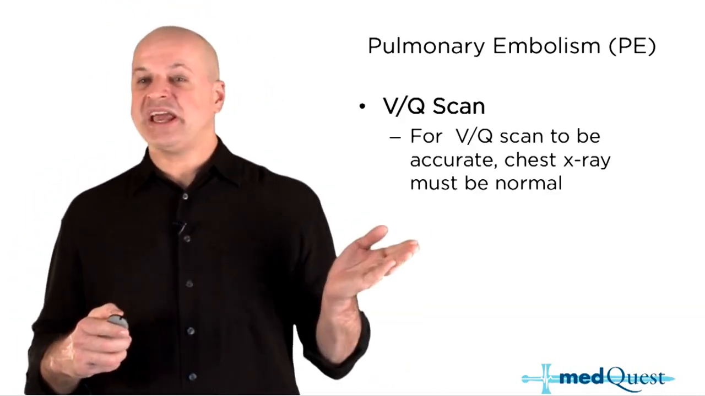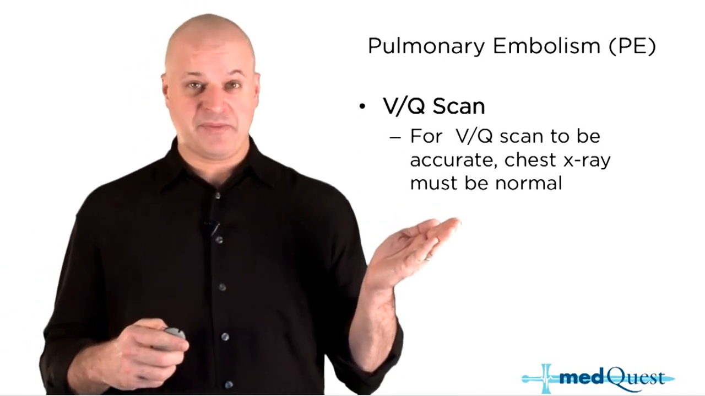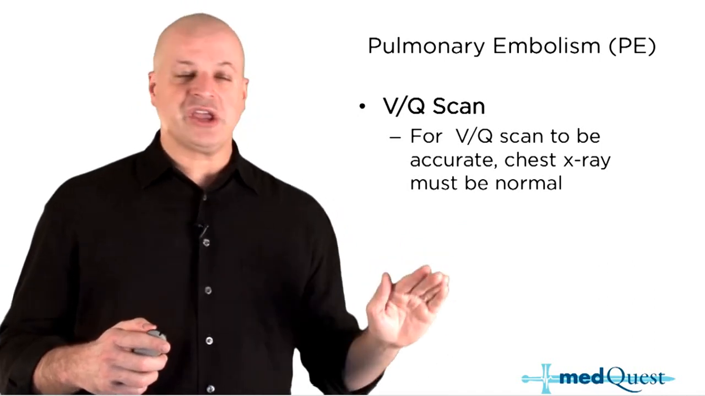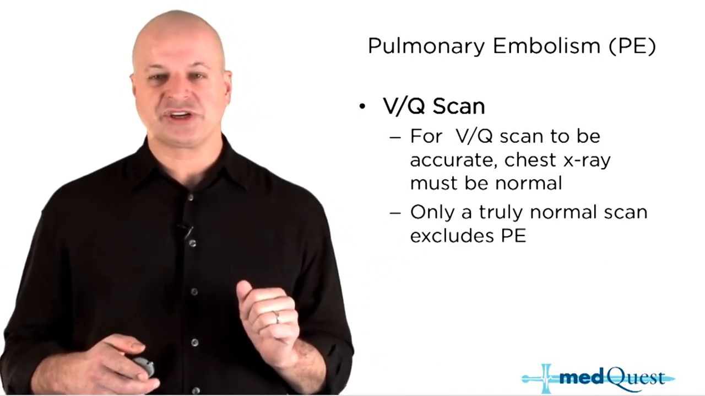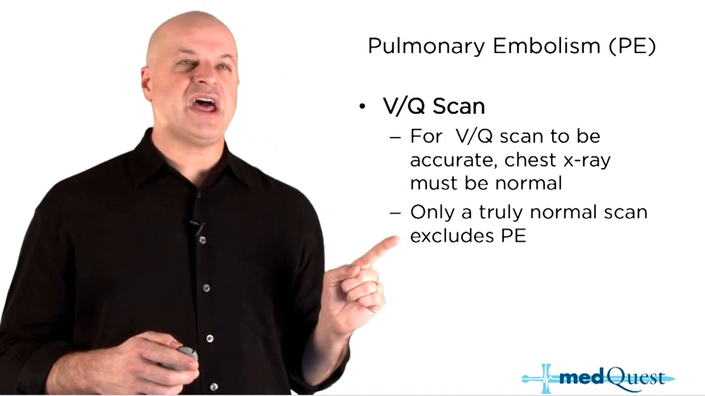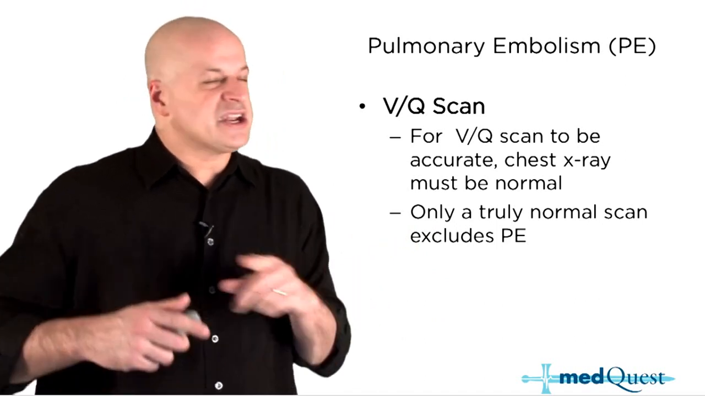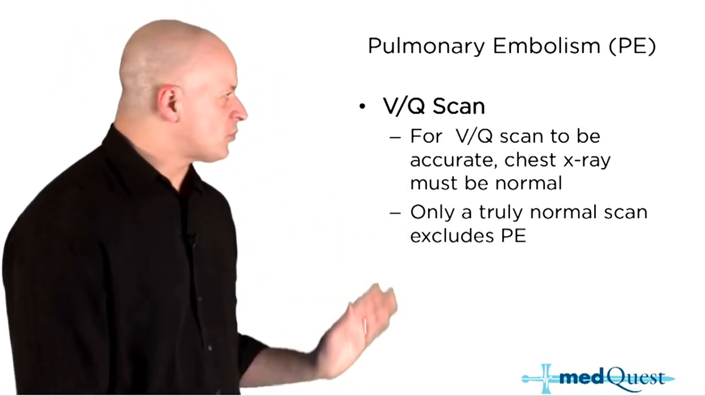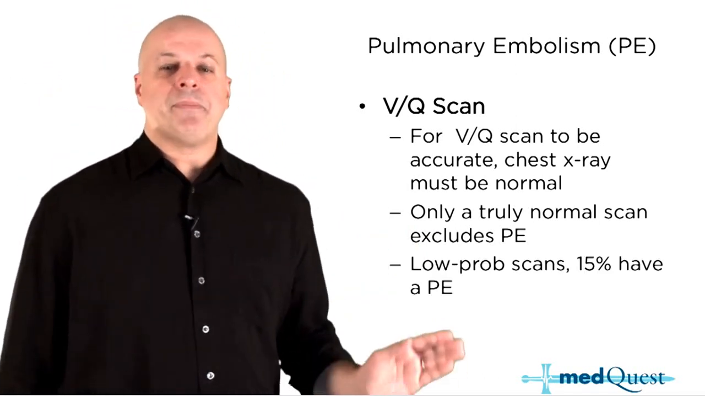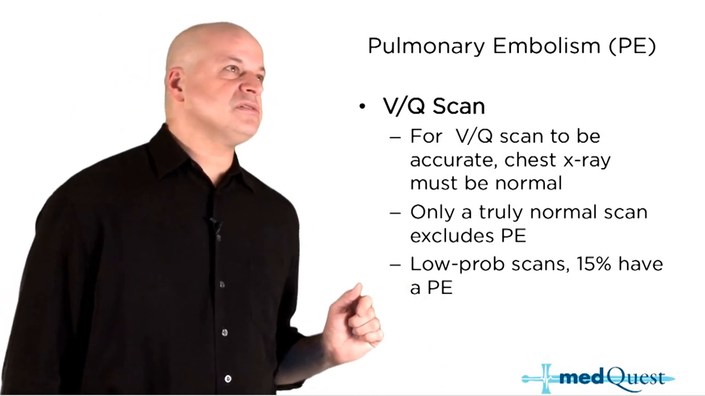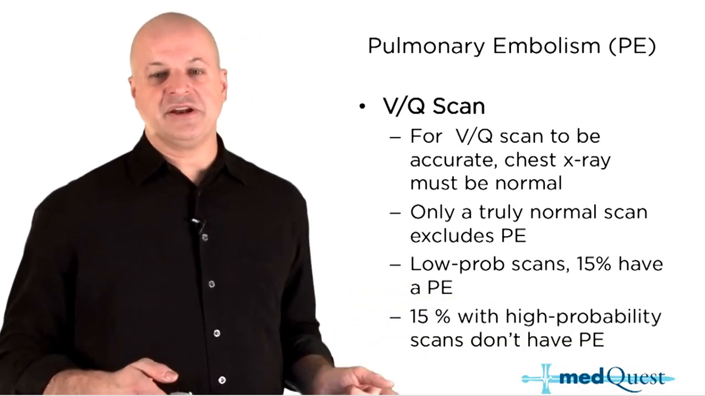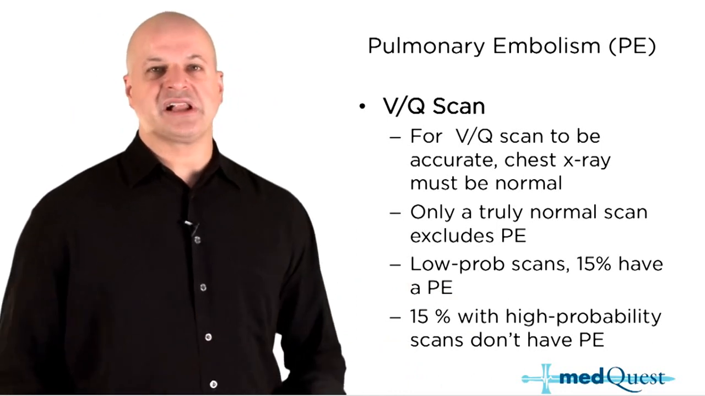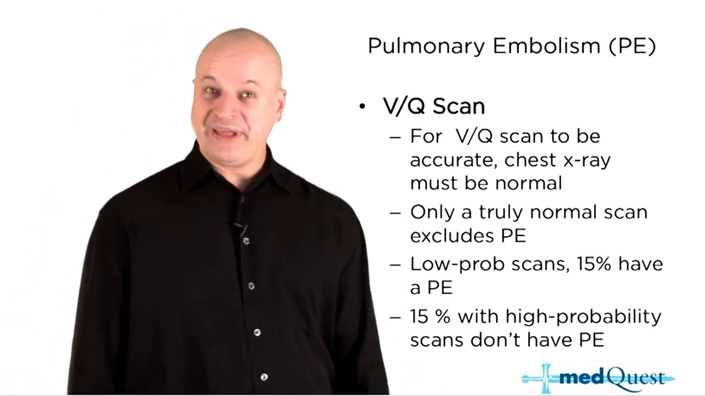Now, for a VQ scan to be accurate, the x-ray has to be completely normal. If you have an abnormal x-ray, VQ scan is almost worthless. The problem is that the VQ scan has a lot of suppositions. You have to have a normal x-ray or it's not worthwhile. Next, a positive scan has no clot in 15%, and a low probability scan does have a clot in 15%. Well, that's not too clear, is it?